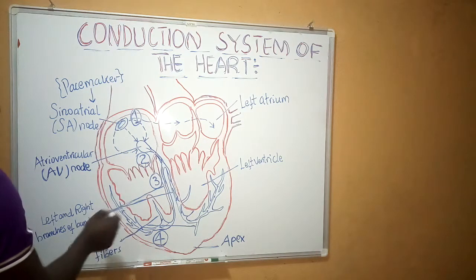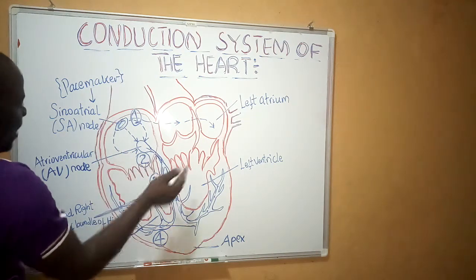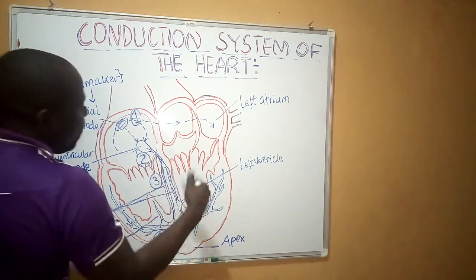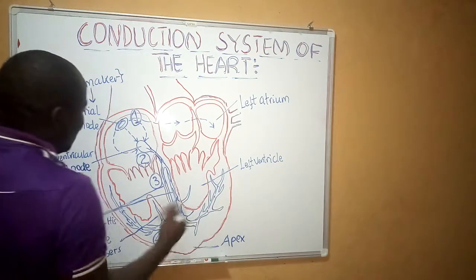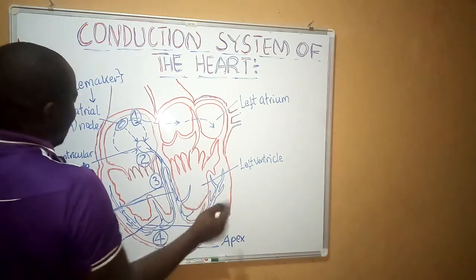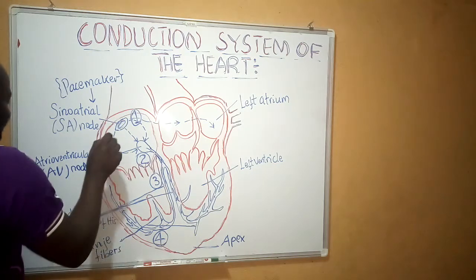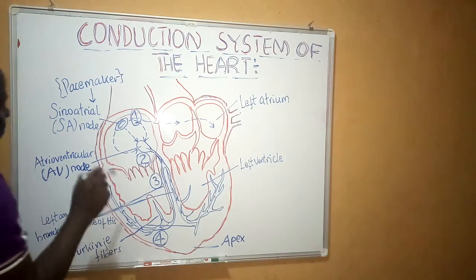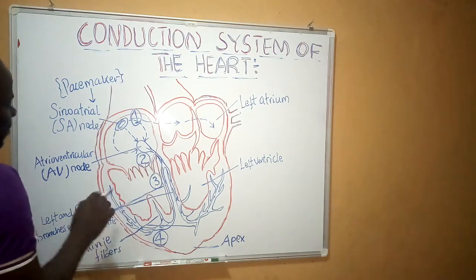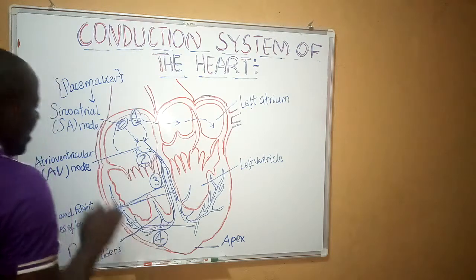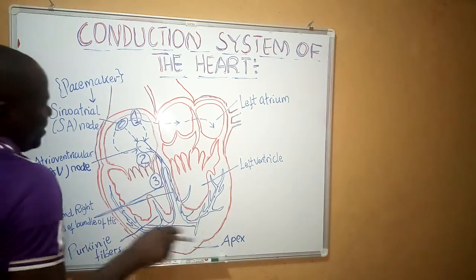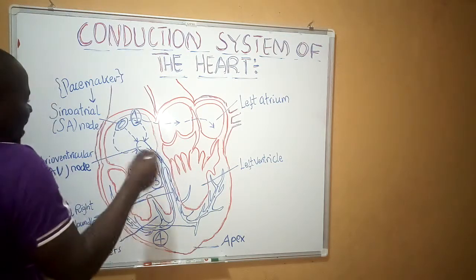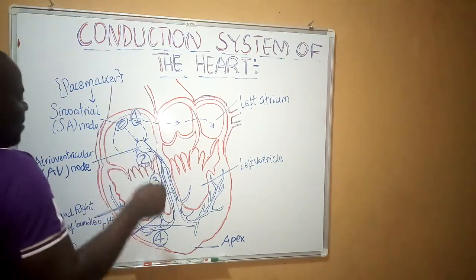Another function of the heart is that it sometimes plays a great role as an endocrine organ. Why? Because at the right atrium, once there is an increase in blood osmotic pressure in our body, the right atrium is going to secrete a certain kind of hormone, known as atrial natriuretic hormone.